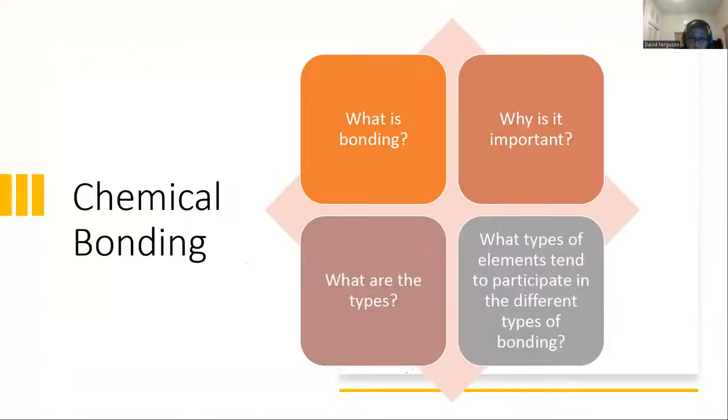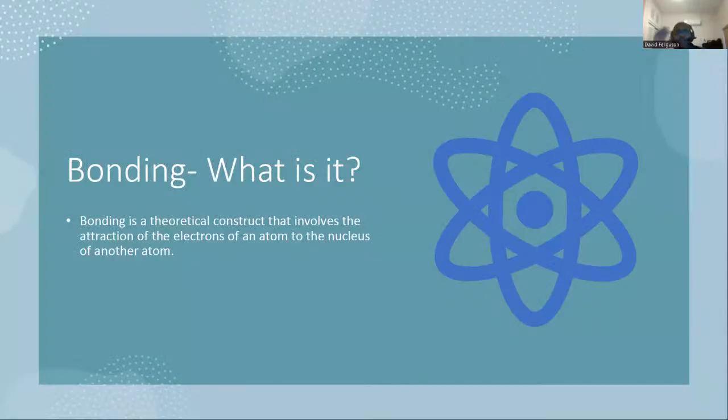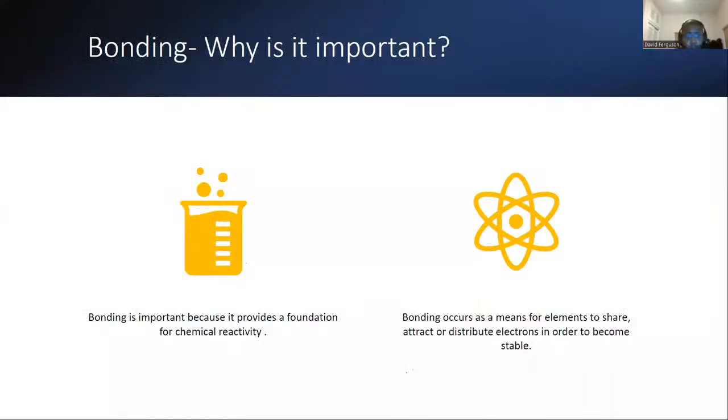So let's continue. What is bonding? Why is it important? What are the types? And what types of elements tend to participate in the different types of bonding? So bonding is a theoretical construct that involves the attraction of the electrons of an atom to the nucleus of another atom. It's important because it provides a foundation for chemical reactivity. Bonding occurs as a means for elements to share, attract, or distribute electrons in order to become stable.